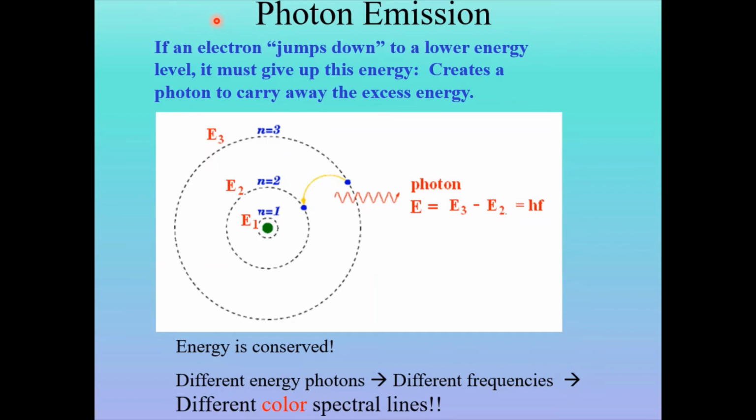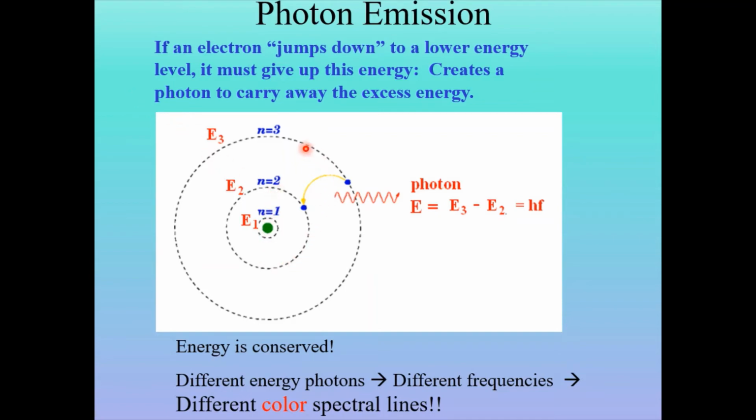Now, the real key to Bohr's model is how does it predict the emission of light and explain the spectrum? Well, this is where Bohr's model really becomes useful and powerful. Let's look at a process called photon emission. This says that if an electron jumps down to a lower energy level, it must give up this energy. So how does it do this? Well, it creates a photon of light to carry away the excess energy. So let's look at an example here.